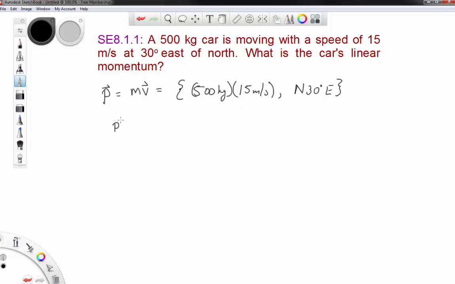We would write that as maybe north 30 degrees east. And so the total momentum, 500 times 15, should give us 7,500 Newton seconds, north 30 degrees east, where Newton seconds again is the same as kilogram meters per second.